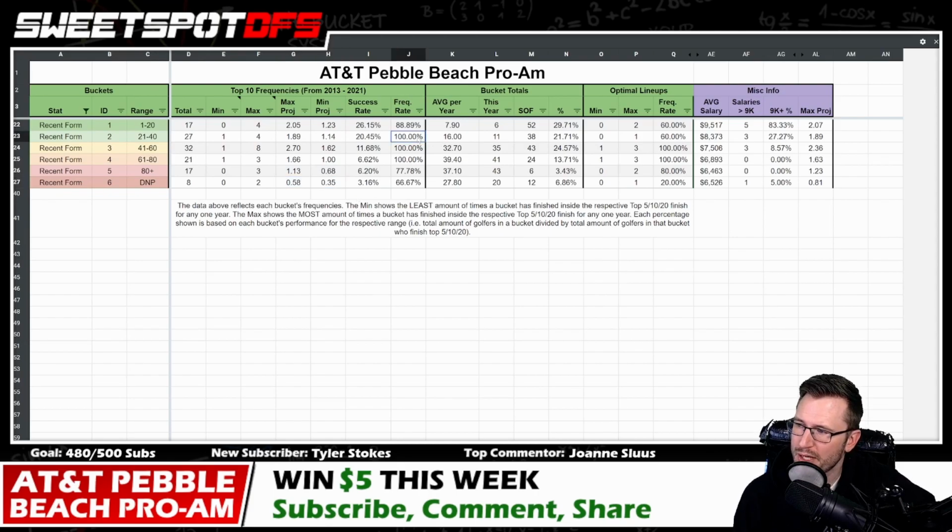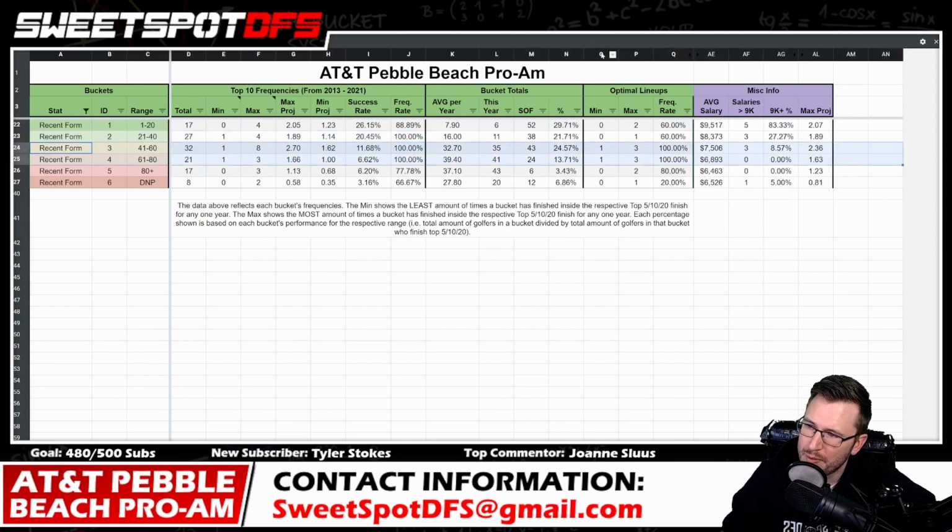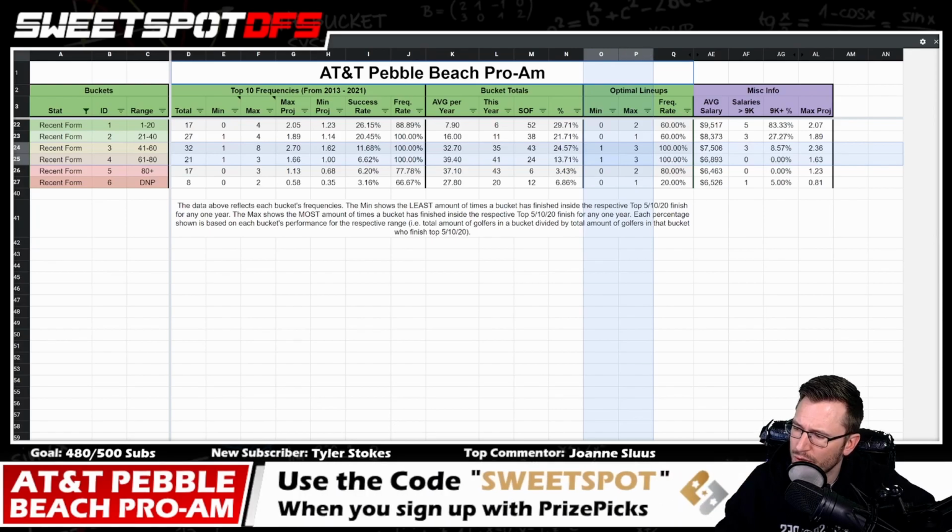100% frequency rate for these middle 3 buckets. So recent form 2, 3, and 4. And only recent form 3 and 4 have golfers that have been in the optimal lineup from this bucket every single year. So let's go ahead and get into that.